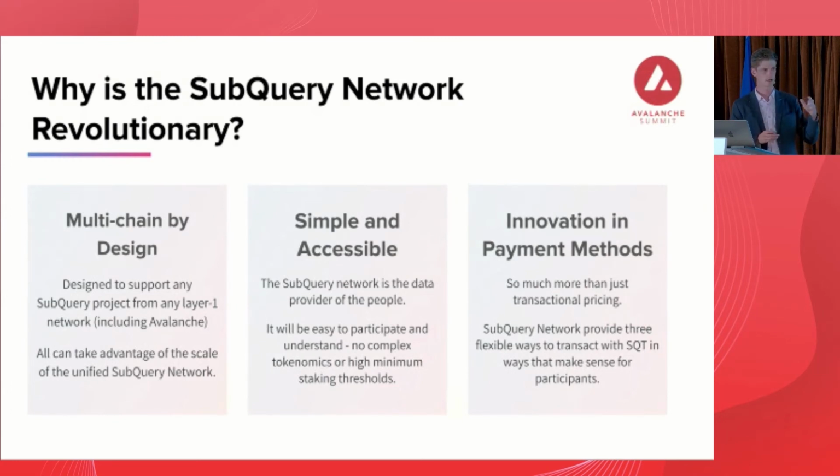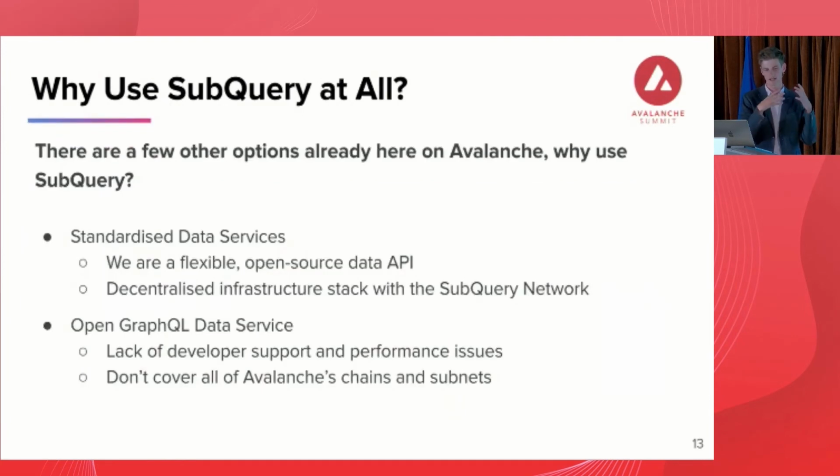The first one is a standardized data service. There are quite a few providers of data out there. The problem is that you get what you're given. You can't really change that. You can't say to them, look, can you please change this property so I can get this piece, or aggregate it in a slightly different way, because they'll probably laugh at you. SubQuery is flexible. It's open source. You can customize the shape of your data to be what you need for your application.